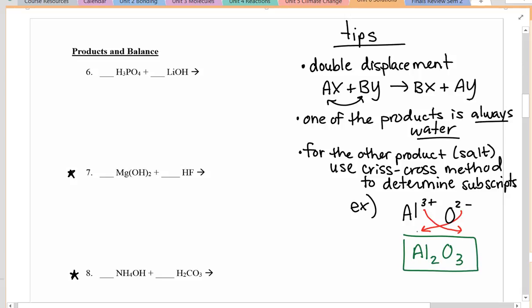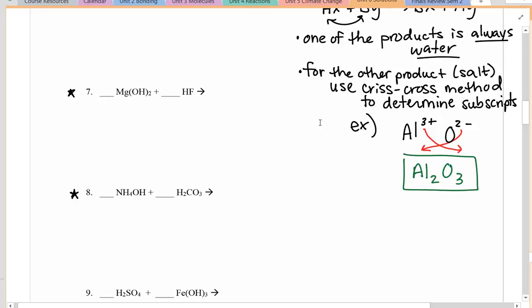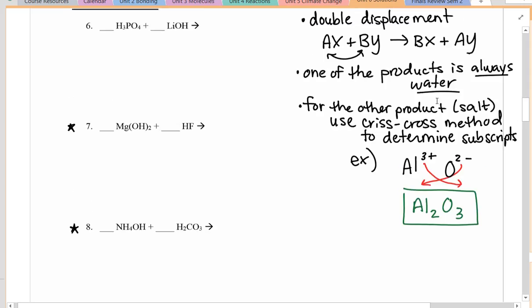So for example, as seen here, if I were to put together aluminum and oxygen, I would say, okay, what's the charge of aluminum? It's +3. Oxygen has a -2 charge. And I'm going to do a little crisscross here. And the correct formula of aluminum oxide is Al2O3. The reason why is because that gives you 6 positive charges and 6 negative charges. So we're going to use the crisscross method to figure out the subscripts there.